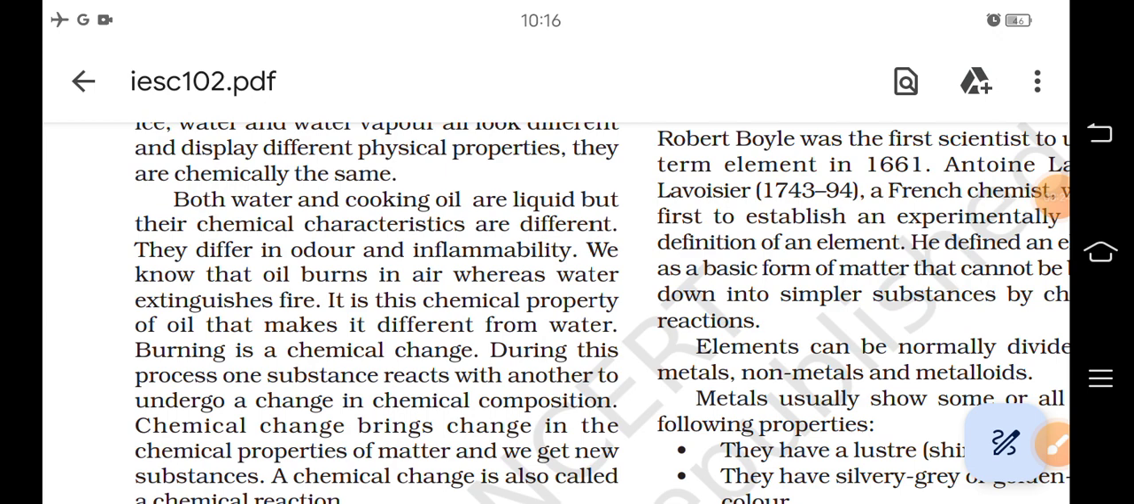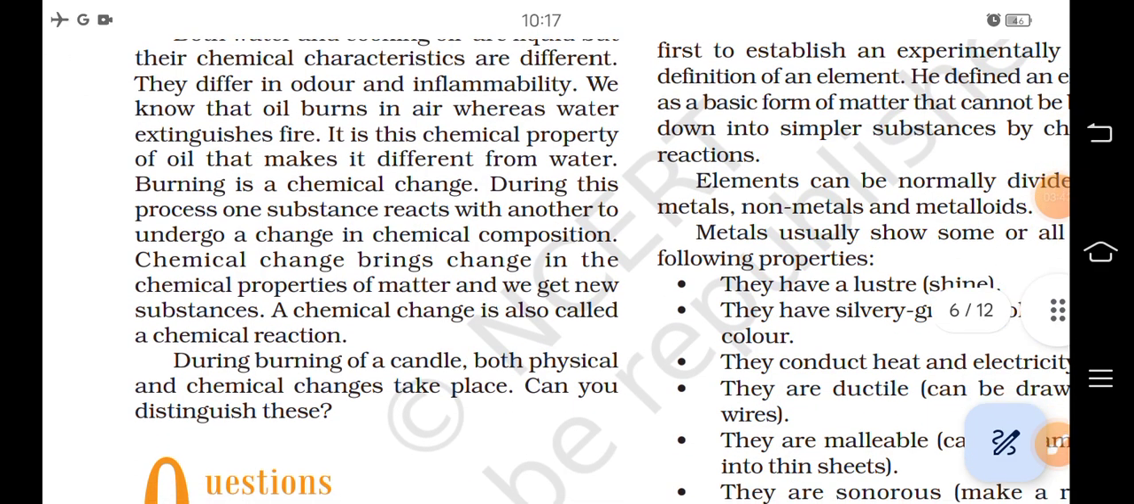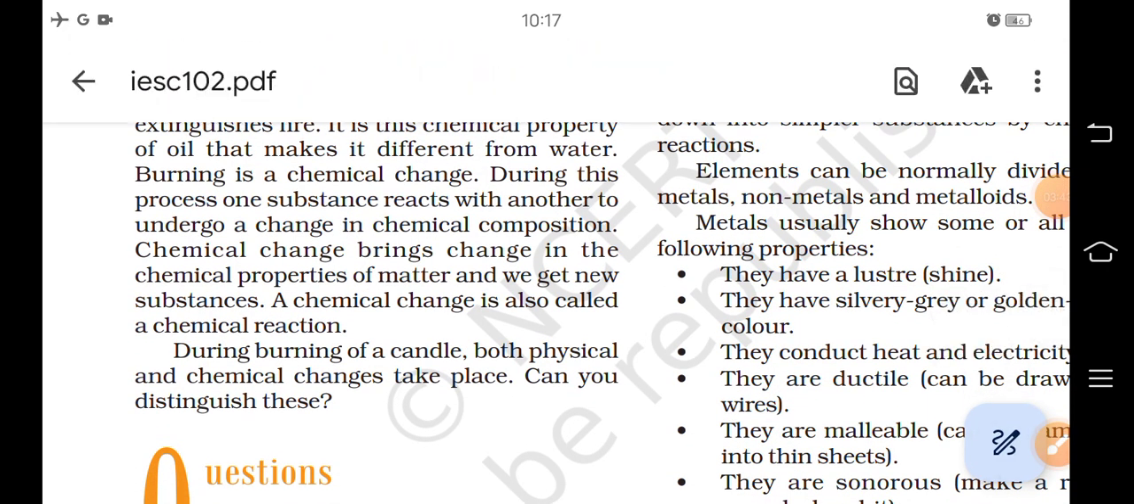Both water and cooking oil are liquid, but their chemical characteristics are different. They differ in odor and inflammability. We know that oil burns in the air, whereas water extinguishes fire. It is this chemical property of oil that makes it different from water. Burning is a chemical change.